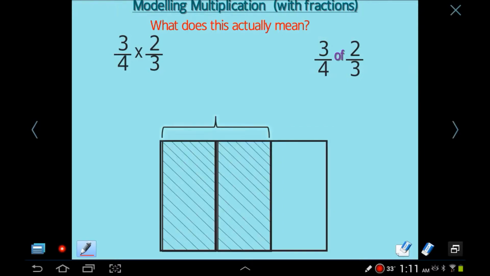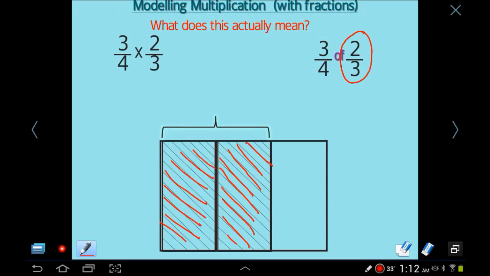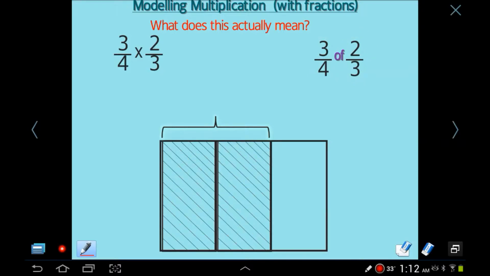And you'll notice right here that the shading is in one direction. So when you're doing this, you're going to want to shade one direction for one of the fractions. In this instance, I'm doing 2/3, and the direction that I shaded was this way. Then when I do the other fractional part, I'm going to shade in another direction. So here's 2/3, and you'll notice that it's all shaded.